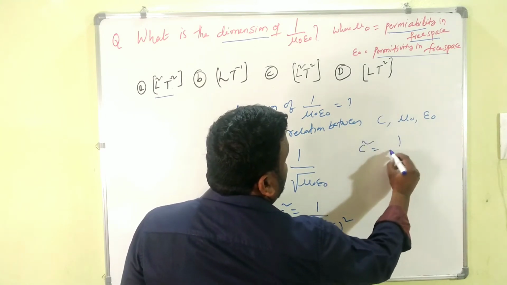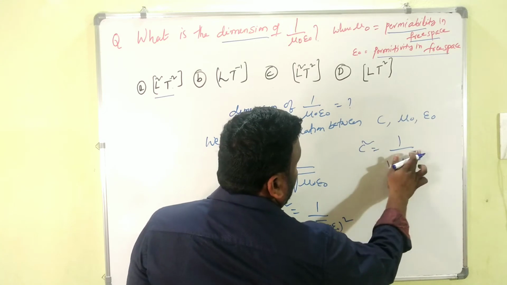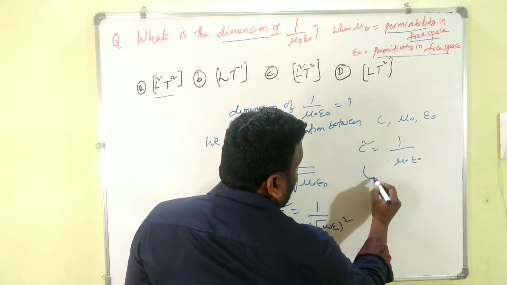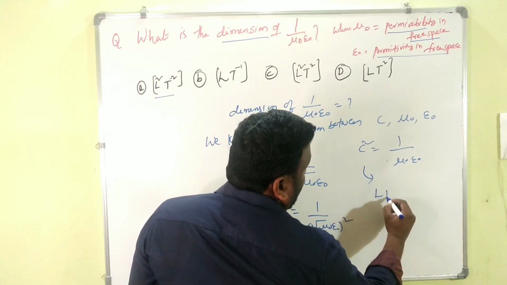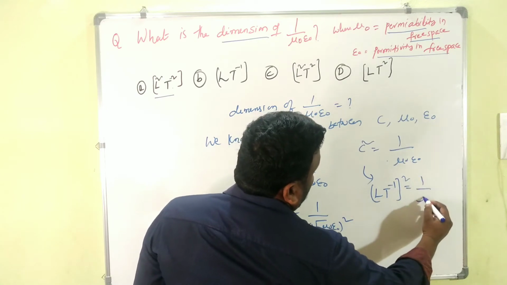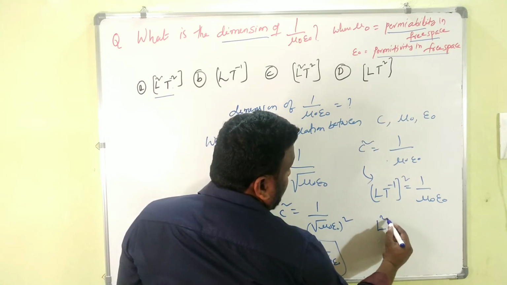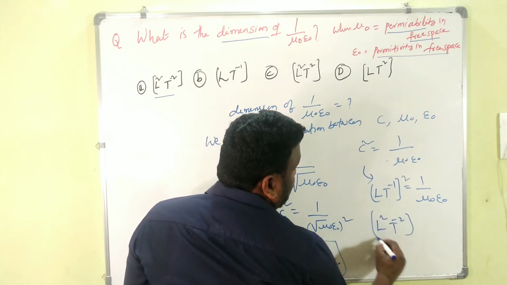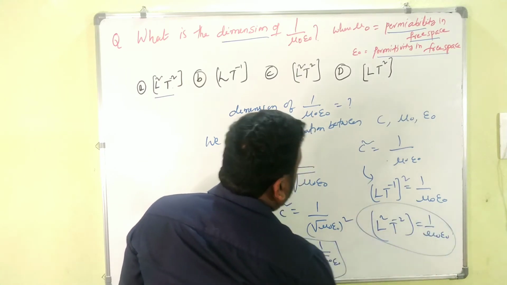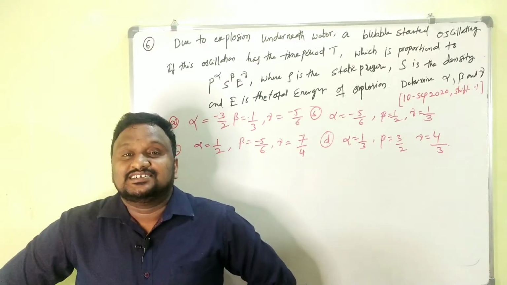C square is equal to 1 by mu naught epsilon naught. What is c? Velocity of light. That's why the velocity of light, L T inverse, whole square, is equal to 1 by mu naught epsilon naught. That means you get L square T inverse 2. So L square T inverse 2 is the dimension formula of 1 by mu naught epsilon naught. That's why among the four options, the first one is the correct one.